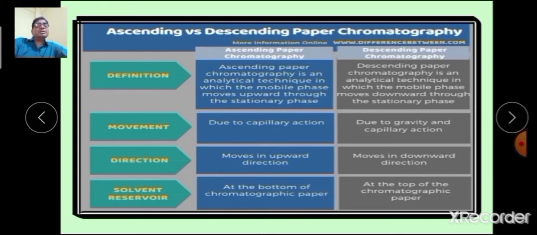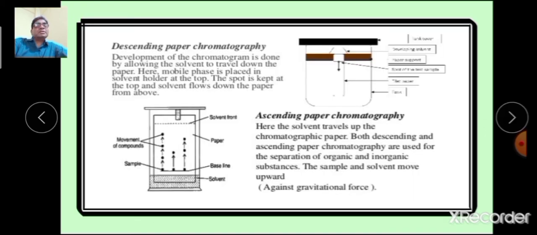Now this is the comparison of ascending and descending paper chromatography: the comparison of definition, and comparison of movement, upward direction due to capillary action, downward direction due to capillary action and gravity. Again, here ascending and descending paper chromatography techniques are shown.